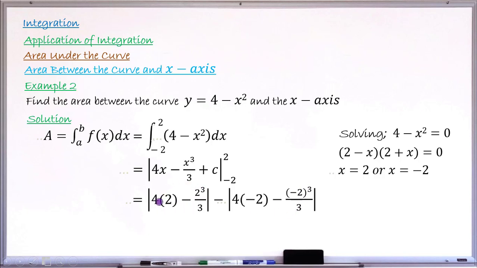So this is 4 times 2, which gives me 8. And 2 raised to 3 is 8 over 3. So using LCM to do this subtraction, if done correctly, you're now going to have 16 over 3. And this very one, if you did it correctly, you now have 16 over 3 as well. So adding 16 over 3 and 16 over 3, you're now going to have 10.6667 square units as the area between this curve and the x-axis.